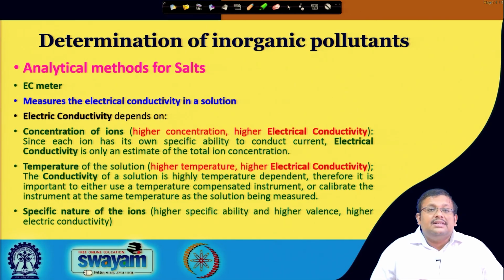Now, the second important factor is the temperature of the solution. Remember that higher the temperature, higher the electrical conductivity. Now, the conductivity of a solution is highly temperature dependent, remember. Therefore, it is important to either use a temperature compensating instrument which can automatically calculate the temperature compensation for the changes in temperature, and based on that it can compensate the reading, or calibrate the instrument at the same temperature as the solution being measured. So, there are several ways to take care of this temperature variation. The third important factor is the specific nature of the ions. That means higher the specific ability and higher the valency, higher will be electrical conductivity. So, you can see that electrical conductivity depends on several factors.